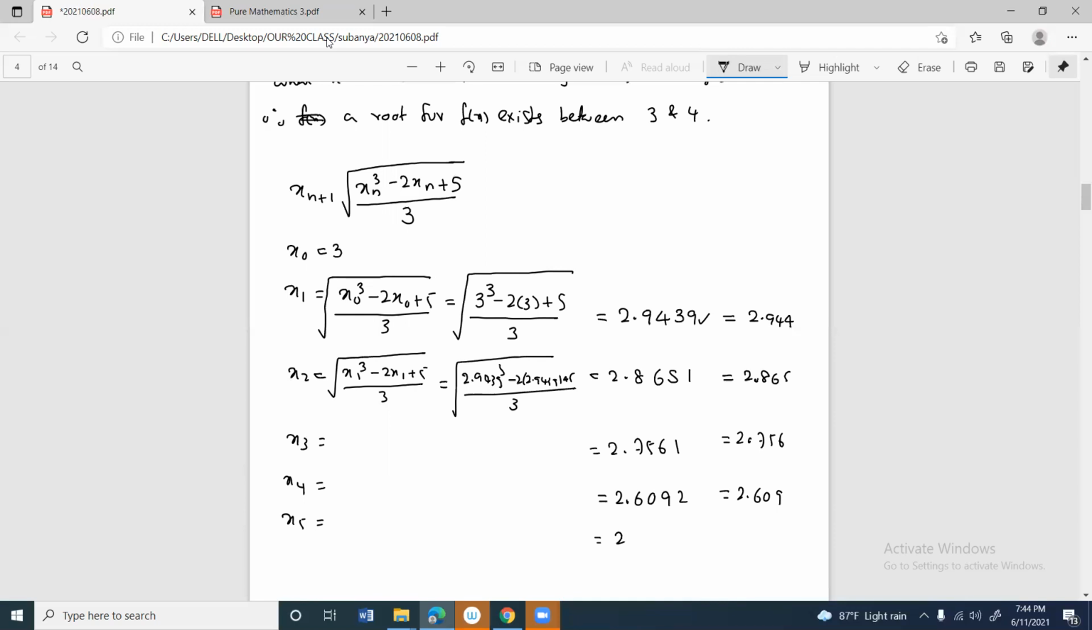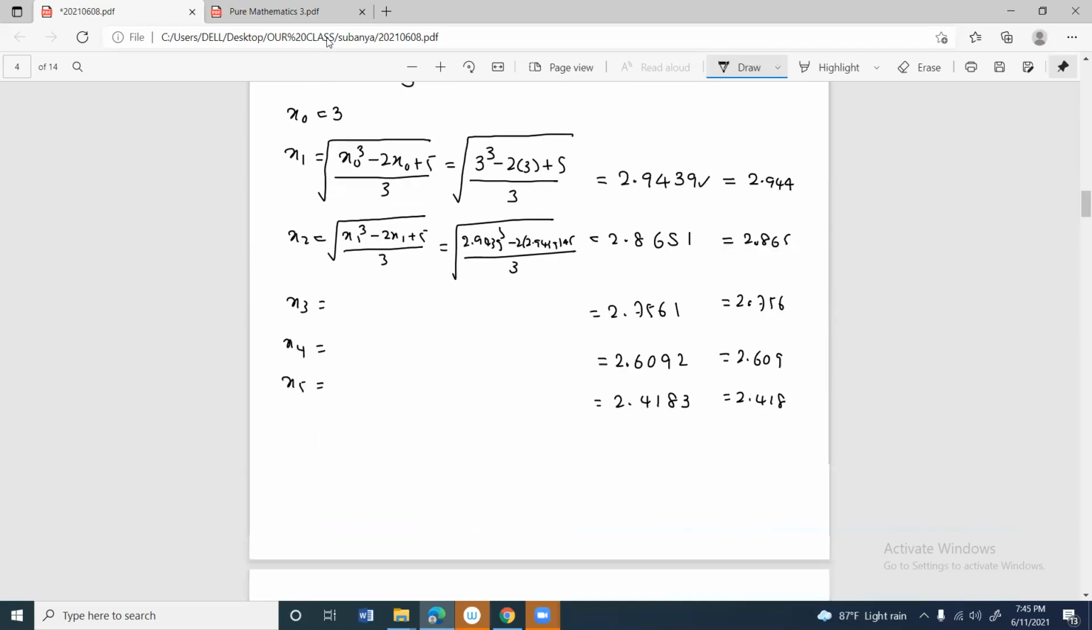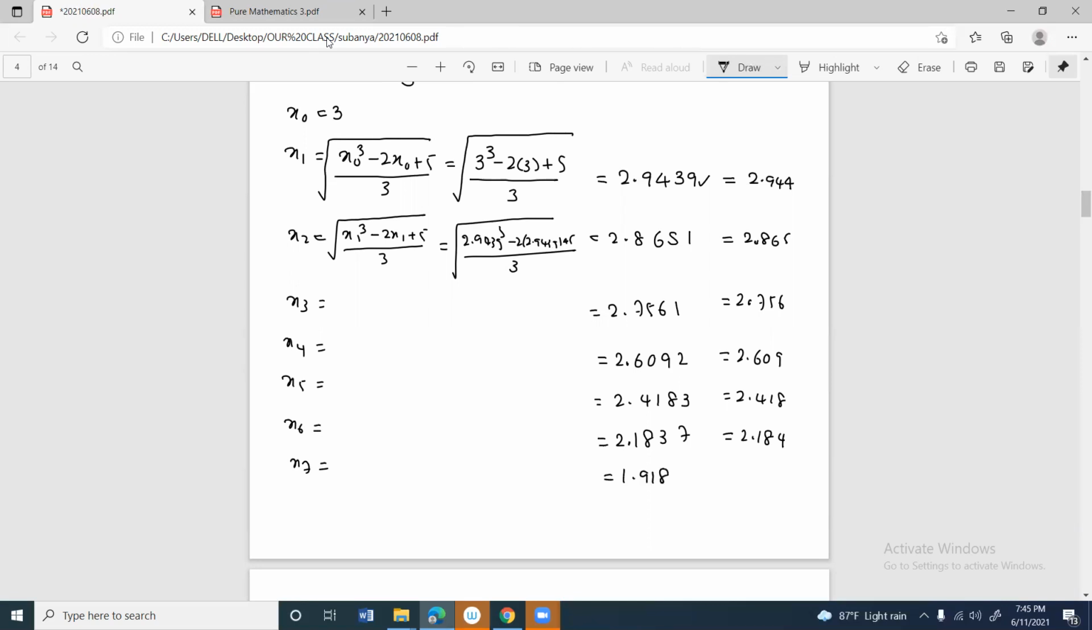This answer is 2.4183, that is 2.418. Still, they are not similar. That means you have to go further with it. x6 is 2.1837, that is 2.184. No. x7 is again 1.9189, so the answer is 1.918919.